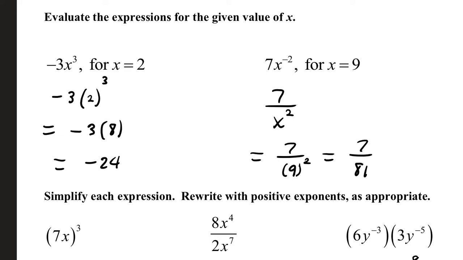In the example at the upper right, we have the expression 7x to the negative 2 power, and we're asked to substitute in a 9. If you see a negative exponent, you can take that term across a fraction bar and the negative goes away. This expression is equivalent to 7 over x to the positive 2. When we sub in a 9 for x, two 9's multiplied together give us 81, so this expression has a value of 7 over 81.